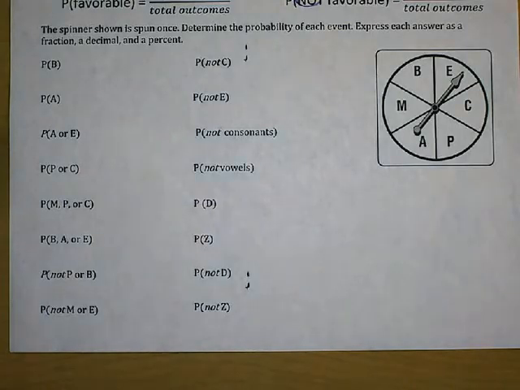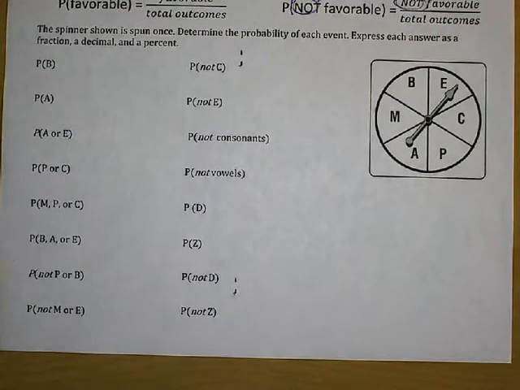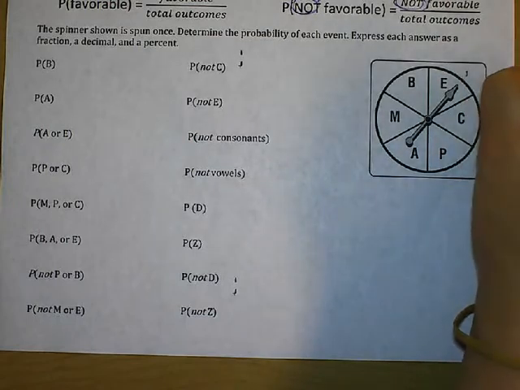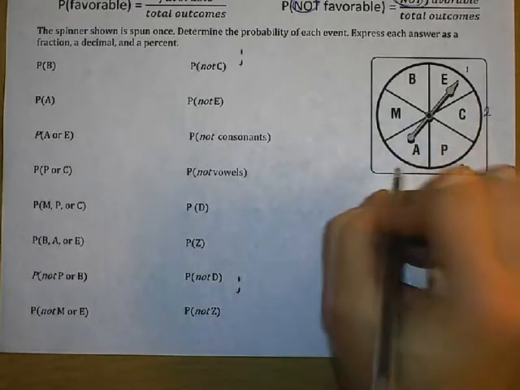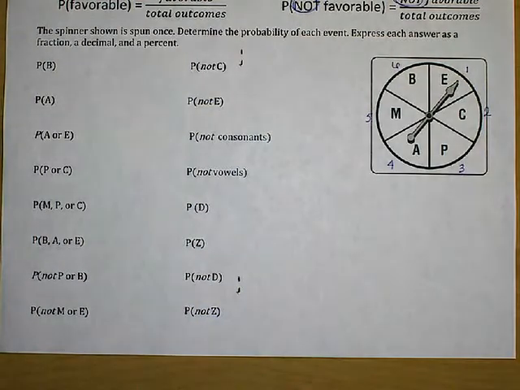Let's take a look at some of the examples below to see if we can determine the probability of some of these events. One of the first things we need to note is how many total outcomes are possible with our spinner. So let's count them. We have 1, 2, 3, 4, 5, 6. And if you notice, both the probability of the favorable and the probability of not favorable are written like fractions. The bottom number is the total number of outcomes.